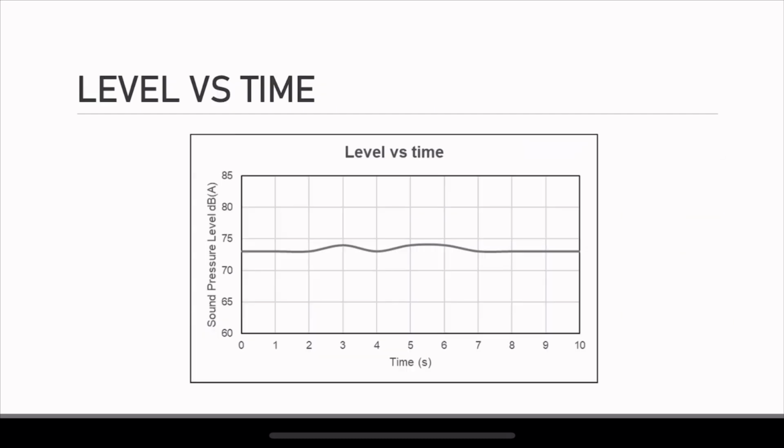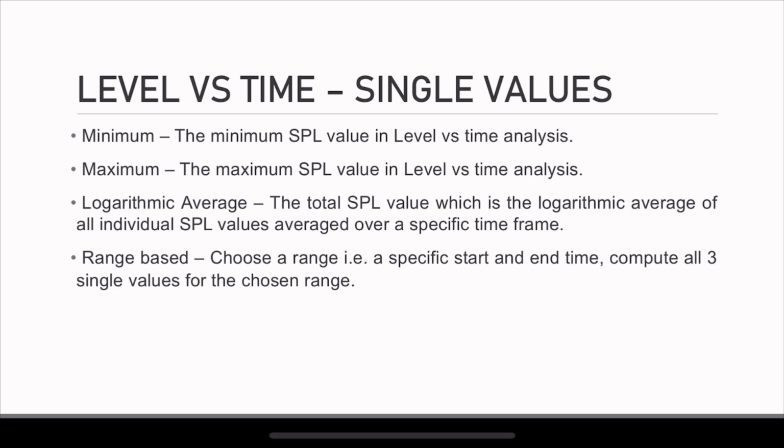The next is level versus time analysis. This is a graph of sound pressure level along the y-axis versus time along the x-axis. What we're seeing here is how sound pressure level is varying with respect to time. Again, we can perform a similar single value analysis. The first is the minimum. What is the minimum sound pressure level when the sound pressure is varying with respect to time? What is the maximum sound pressure level? And the important thing here is we are no longer interested in the logarithmic sum, but rather the logarithmic average. What is the total sound pressure level, which is the logarithmic average of all the individual sound pressure levels averaged over a specific time frame?